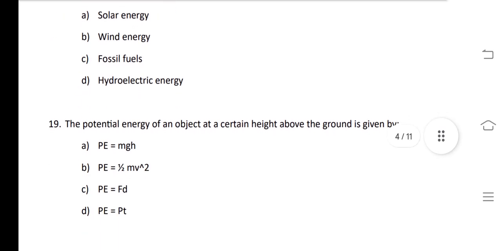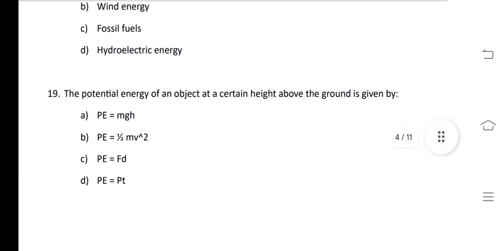Our next question is, the potential energy of an object at a certain height above the ground is given by mgh. Here m stands for the mass of the object, g is acceleration due to gravity, that is 9.8, and h is the height to which the object is raised.